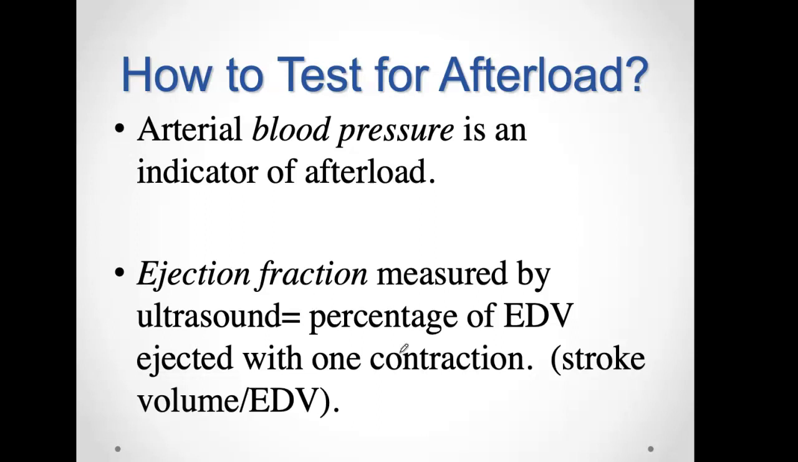How do you test for afterload? The arterial blood pressure is an indicator of afterload. And that ejection fraction, how much you're ejecting, can be measured by ultrasound. So they can see how much is filling and then what percentage of that blood you are ejecting during one contraction. So that's done with ultrasound to see whether you do have a heart disease.